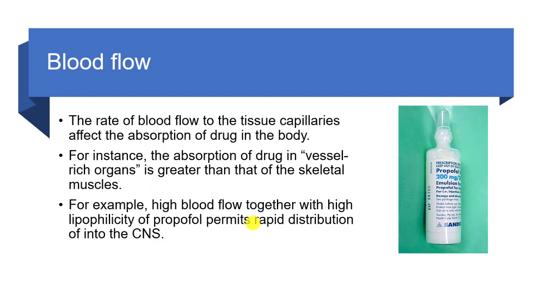And also, high blood flow together with high lipophilicity, for example of propofol, permits rapid distribution of it into the CNS. So if I talk about a particular drug like propofol, then it is highly lipophilic. I'm going to talk about that in a minute. But since it is highly lipophilic, it permits the rapid distribution of it into the CNS. So what we need to understand regarding blood flow is that the greater the blood flow to a particular area, or the greater the amount of tissue capillaries to a particular area, the greater the amount of absorption or the distribution of that particular drug.